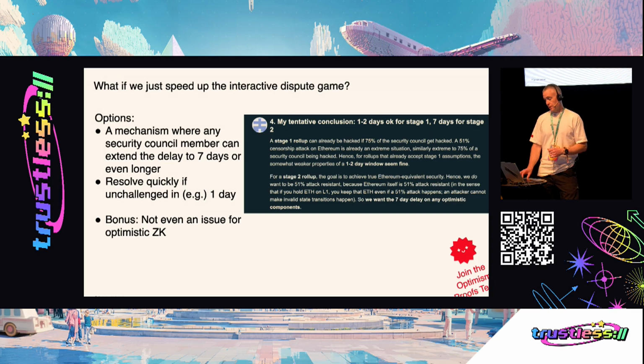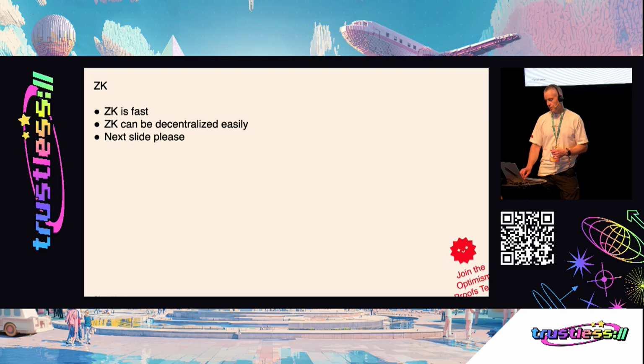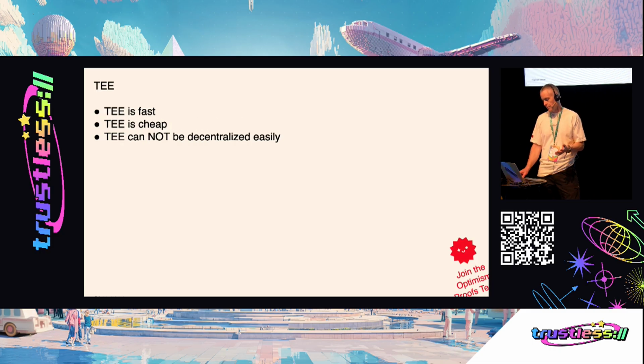So that's the interactive dispute game. But there's better options. There's fast proof types, right? So we have ZK. ZK is fast. ZK can be decentralized easily. That's pretty much all there is to say about it. So that's actually a great choice for speeding up this part of the proof process.